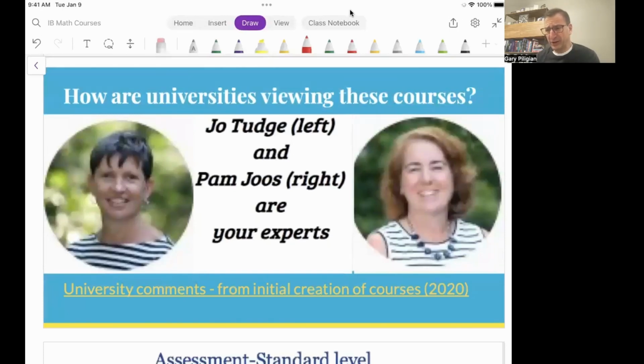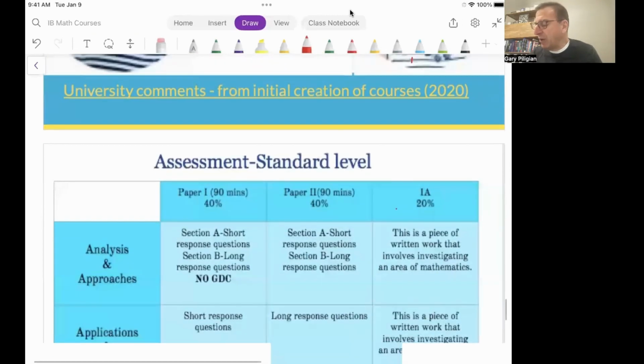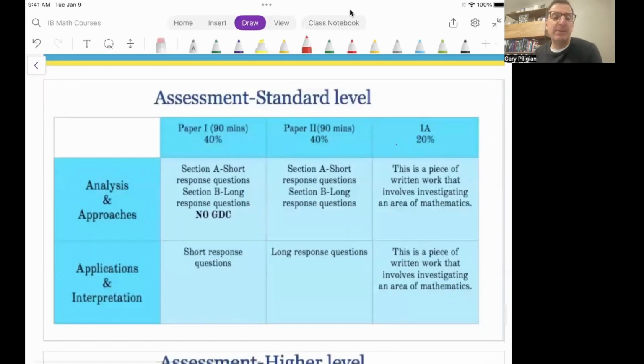For instance, if you want to go to Oxford or Cambridge and you want to be a math major or whatever, they're going to want you to take Analysis HL. They're not going to want you to take Applications HL. So talk to Ms. Tudge and Ms. Yost. They are the experts at that. Now, let's talk about how you're going to be assessed by the IB.